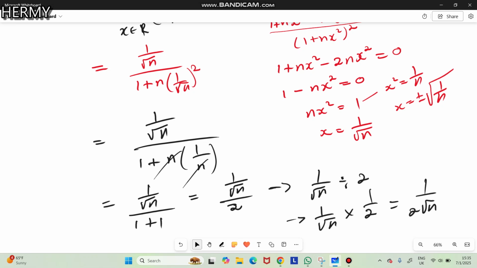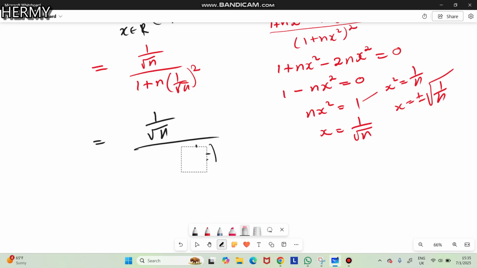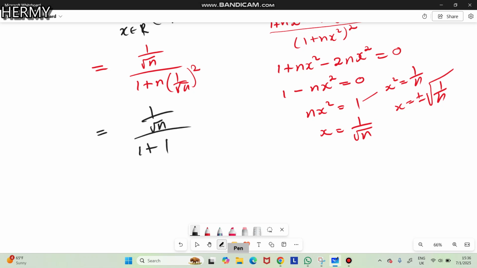So let me just erase everything. Then you know how I got those answers. Then let me just erase this part here, so that you can show deeper what you understand. You can't write things that you don't understand. So you just have to write square root of n, 1 plus 1. Then you just say 1 over 2 square root of n.